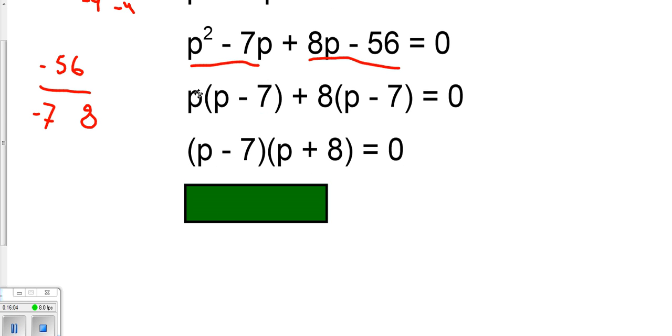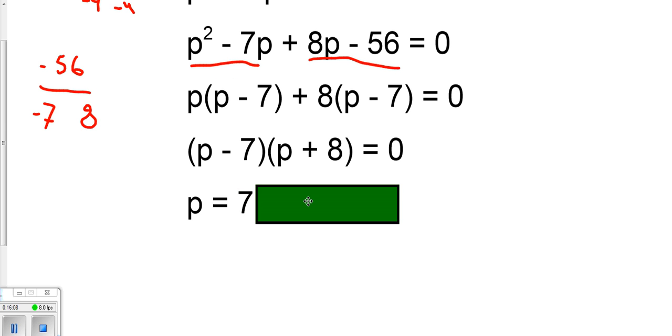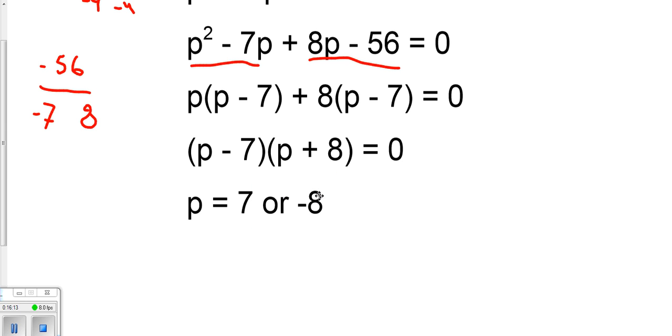What values of p would make this true? We're trying to make this 0, so p could be 7. We're trying to make this 0, so p could be negative 8. So these would be our solutions then to the quadratic equation.